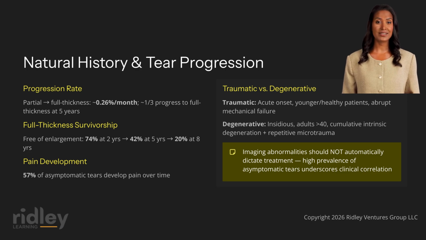Both the AAOS and JOSPT guidelines emphasize that not all rotator cuff tears are symptomatic, and the presence of imaging abnormalities shouldn't automatically dictate treatment. The high prevalence of asymptomatic tears, particularly in older adults, reinforces the importance of clinical correlation and symptom-based management rather than imaging-driven decision-making.